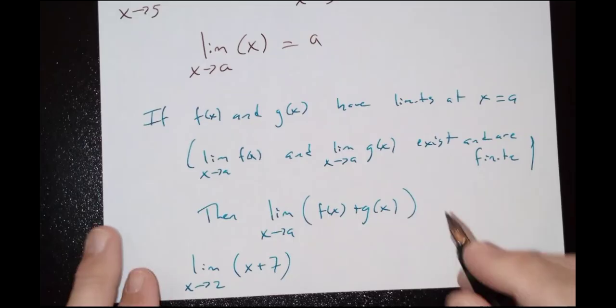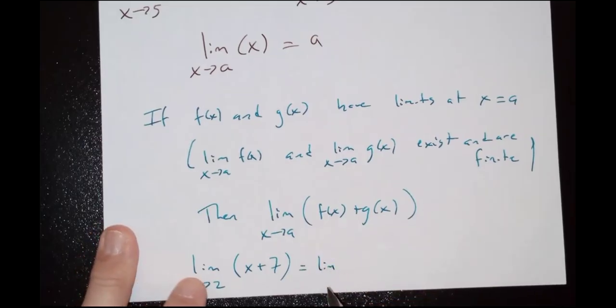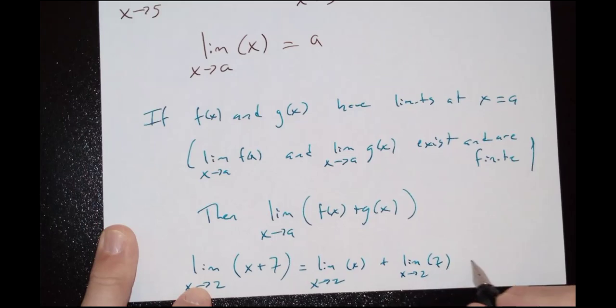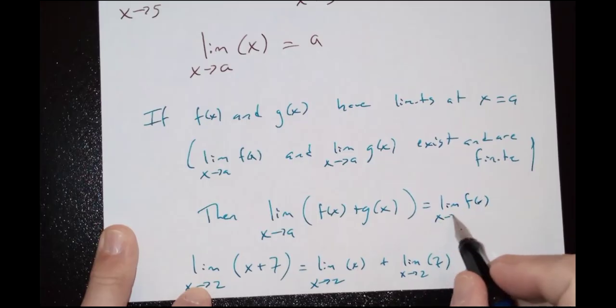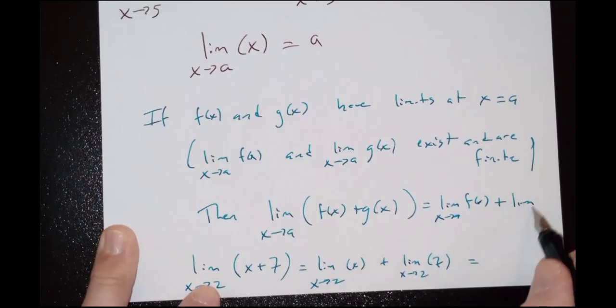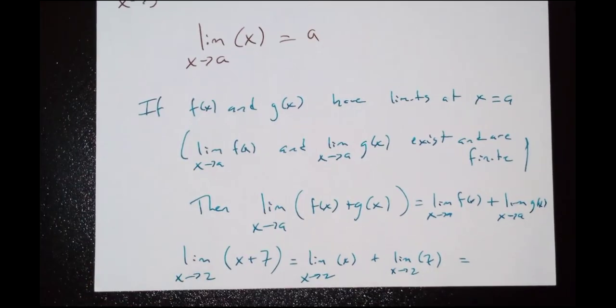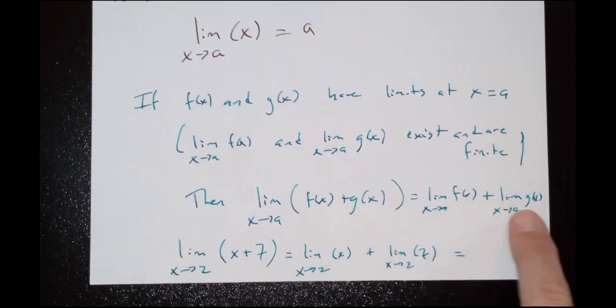So really, I'm going to think of this as the limit as x approaches 2 of x and the limit as x approaches 2 of 7 separately. So up here, I'm going to write the limit as x approaches a of f of x and the limit as x approaches a of g of x. The limit of a sum is the sum of the limits. My ideas of limits behave the way I want them to. Hey, wait a minute, what's the answer to this thing down here?